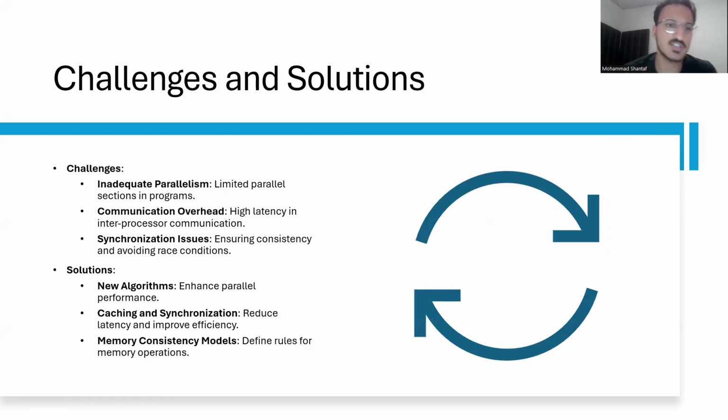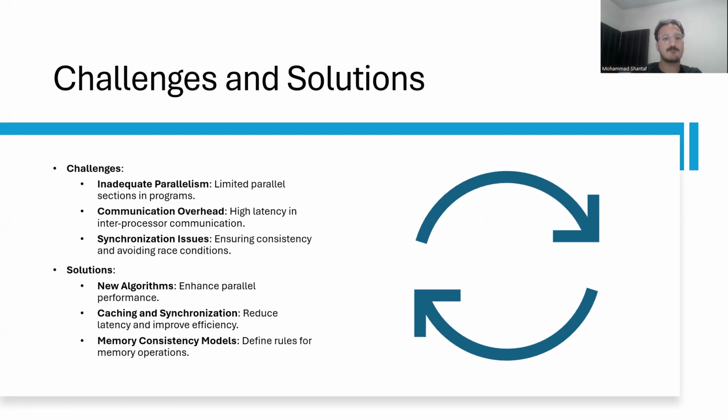Now let's talk about some challenges and solutions for them. Some challenges would probably be inadequate parallelism, communication overhead, and synchronization issues. Inadequate parallelism means limited parallel sections in programs. Communication overhead means there's high latency in inter-processor communication. Synchronization issues: synchronization ensures consistency and avoids race conditions. So those are all challenges that a processor faces, and there are solutions for them.